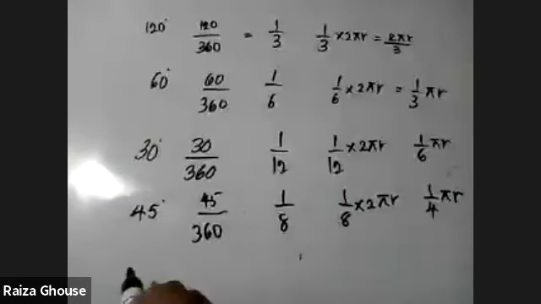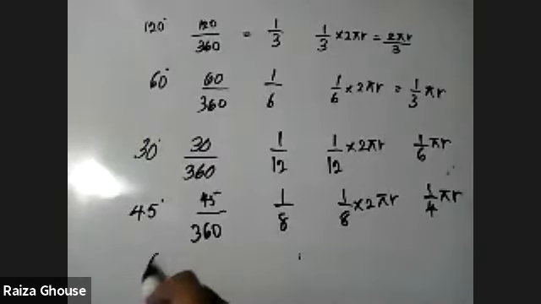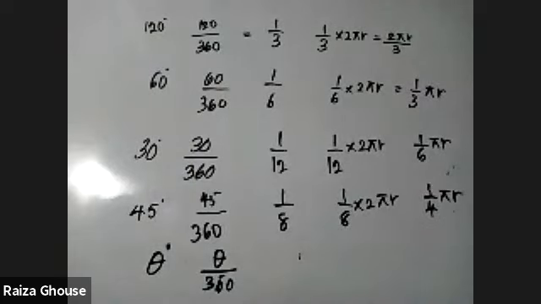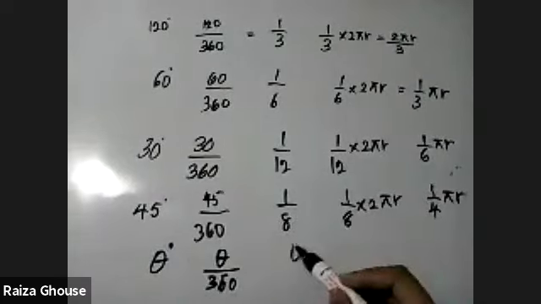Next one, the common formula, theta. Theta over 360 into 2 pi r. This is the final formula for finding the arc length of any magnitude. See, that's how we came to the general formula.